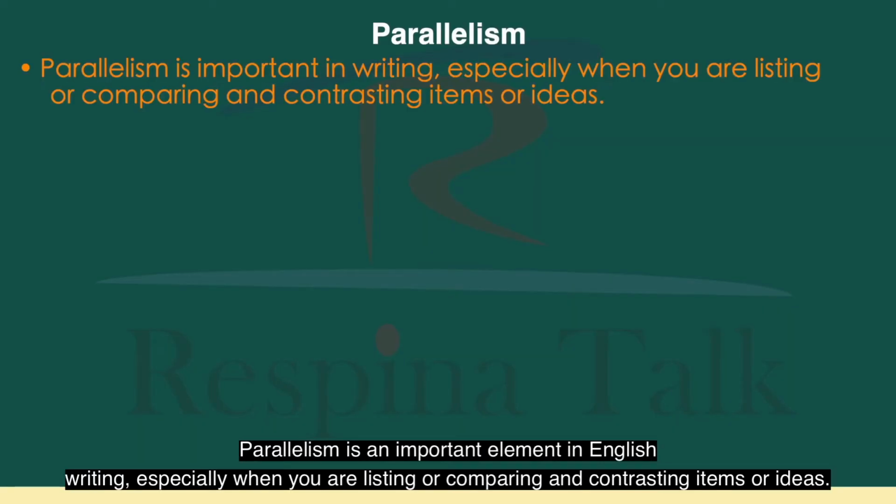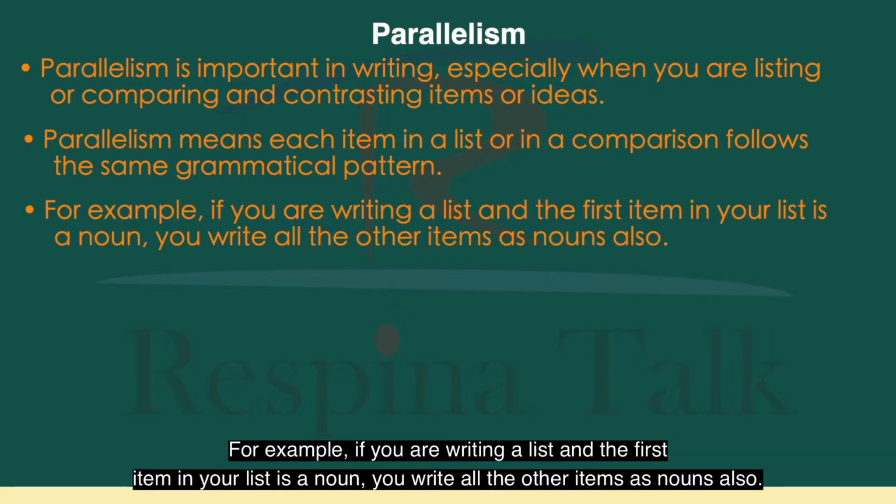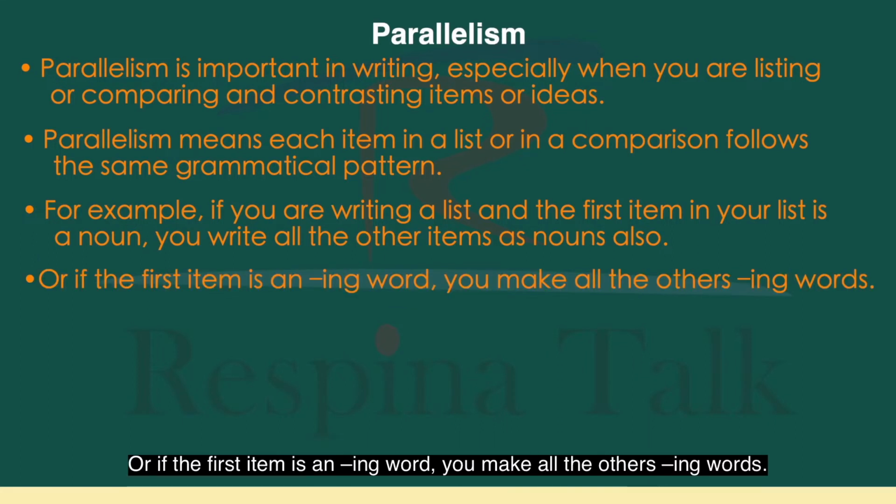Parallelism is an important element in English writing, especially when you're listing or comparing and contrasting items or ideas. Parallelism means each item in a list or in a comparison follows the same grammatical pattern. For example, if you're writing a list and the first item in your list is a noun, you write all the other items as nouns also. Or if the first item is an ing word, you make all the others ing words.